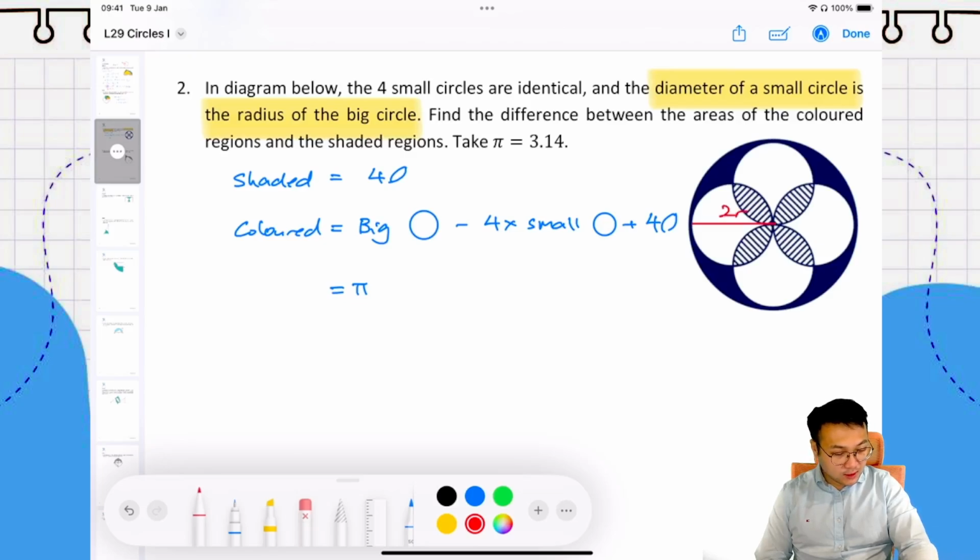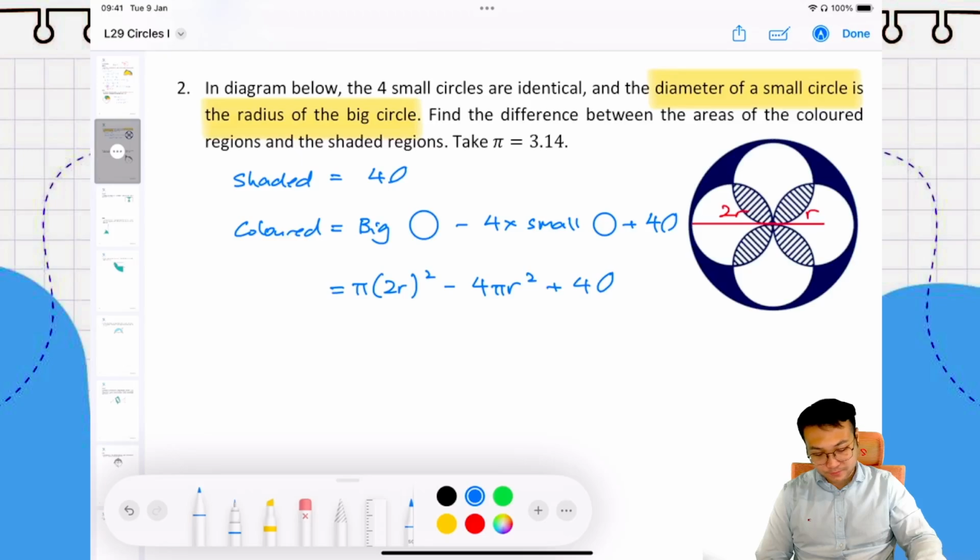If you call this 2r, that means the radius of the small circle is just half of that. r, radius. Okay? So the radius of the small circle is just r. The radius of the big circle is 2r. There you go. Pi times the radius squared minus 4 times pi r squared plus the 4 shaded leaves, the shaded leaves.